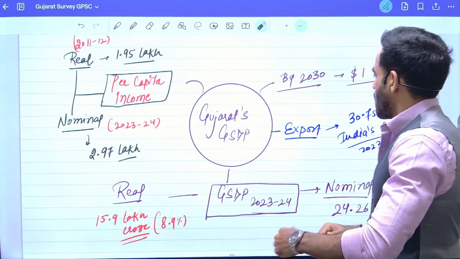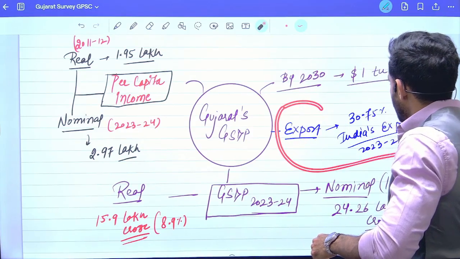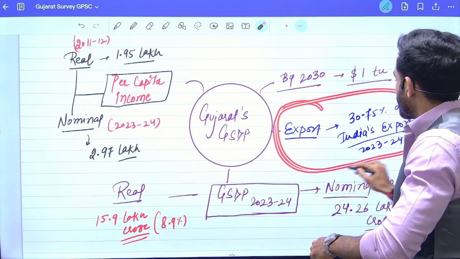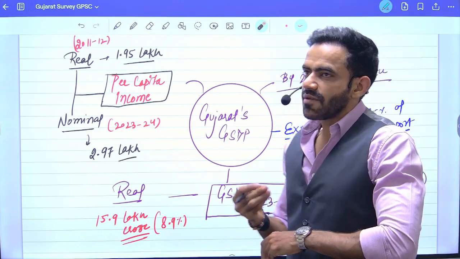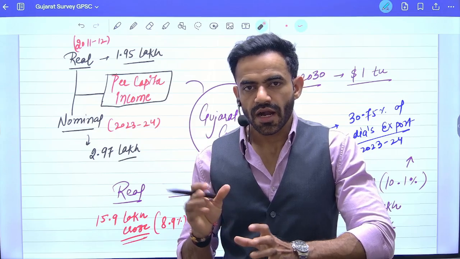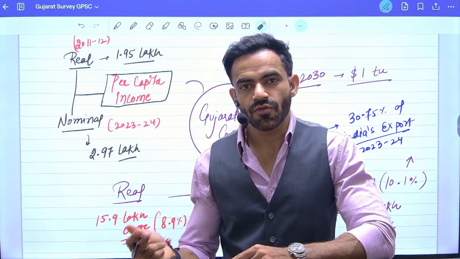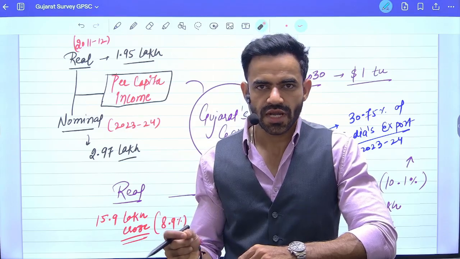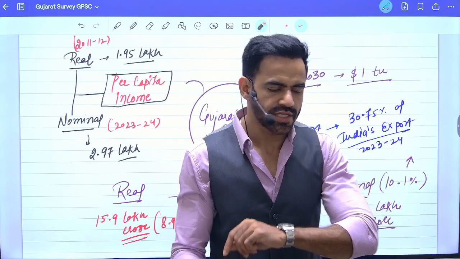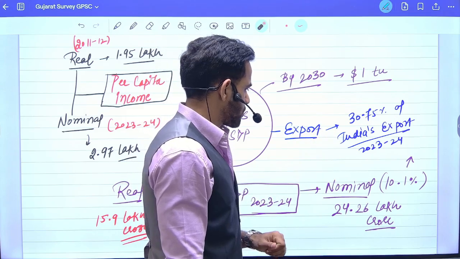Okay. Now, in terms of export, understand this point carefully. In terms of export, the contribution of Gujarat is roughly 30%. That means if India is exporting 100 rupees worth of items, 30 are being exported from Gujarat. That shows the economic strength of Gujarat in comparison to other states. So 30% comes from Gujarat.